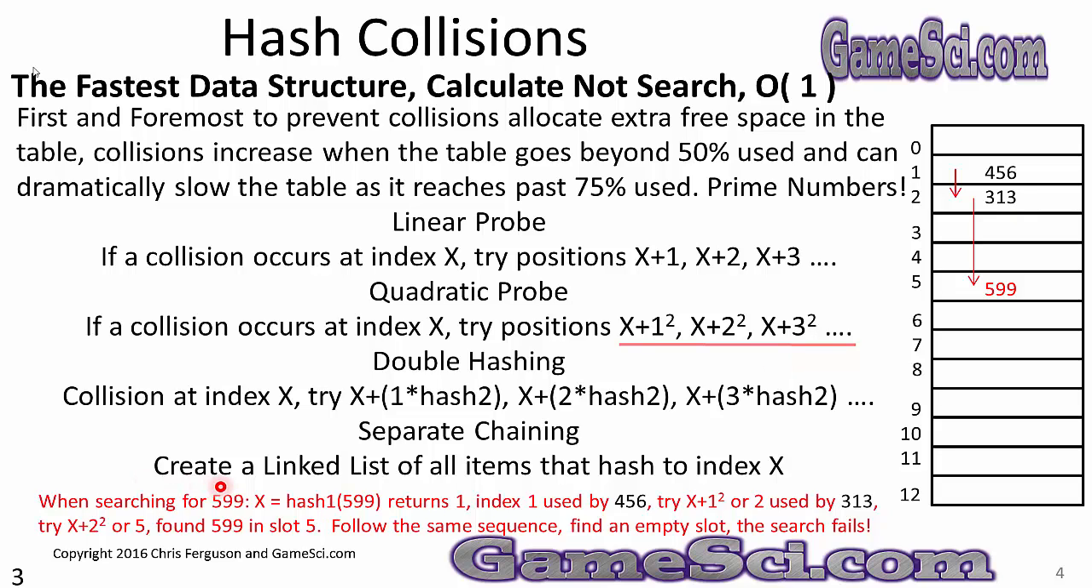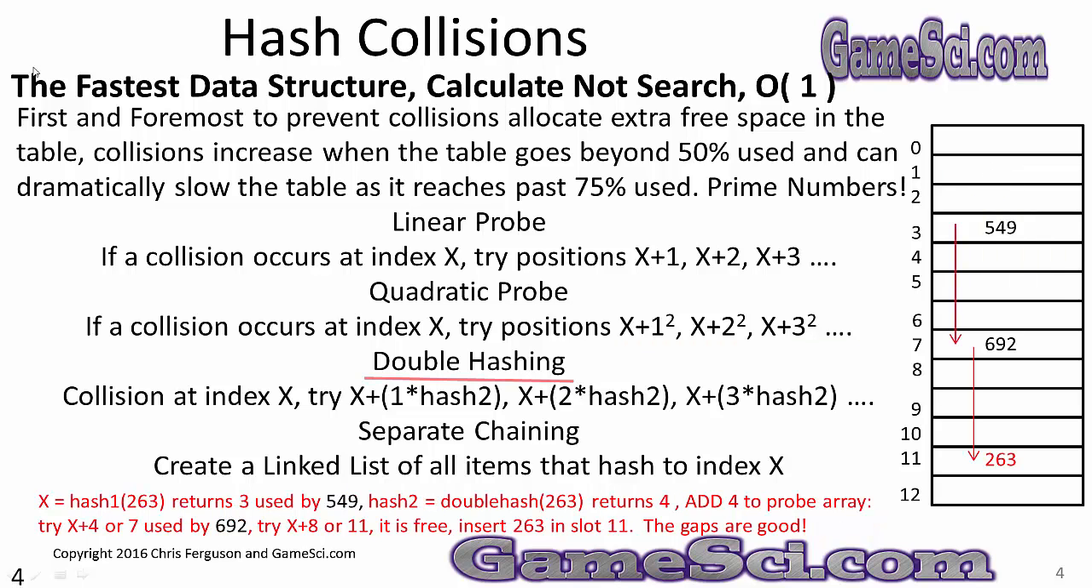When searching for 599, do the same thing. X equals hash 1 of 599 returns a 1. 599 should have been stored in slot 1 of the array. But index 1 is occupied by 456, so we'll try x plus 1 squared, or position 2, which is used by 313. So try x plus 2 squared, or 5, and we find the 599 in slot 5. Follow the same sequence that you did in order to insert the data, and you will eventually find it. If you follow the sequence and you find an empty slot, that means the search fails and what you're looking for is not in the table.